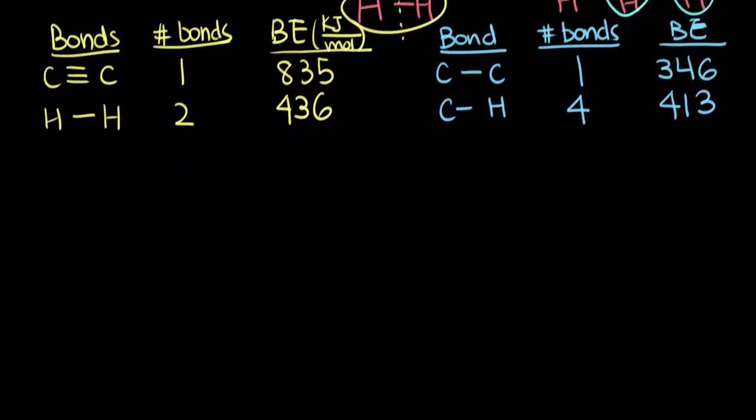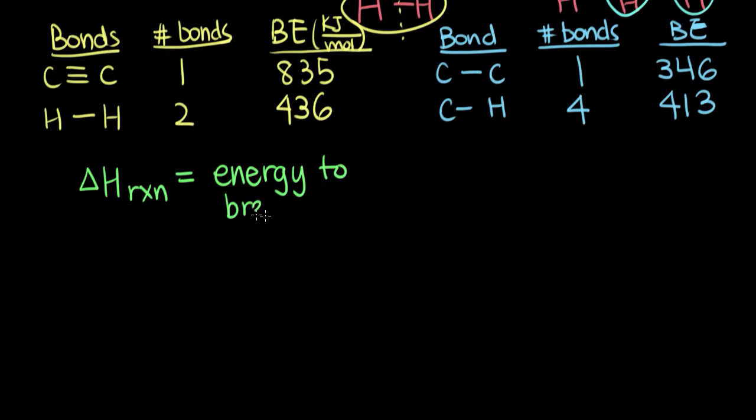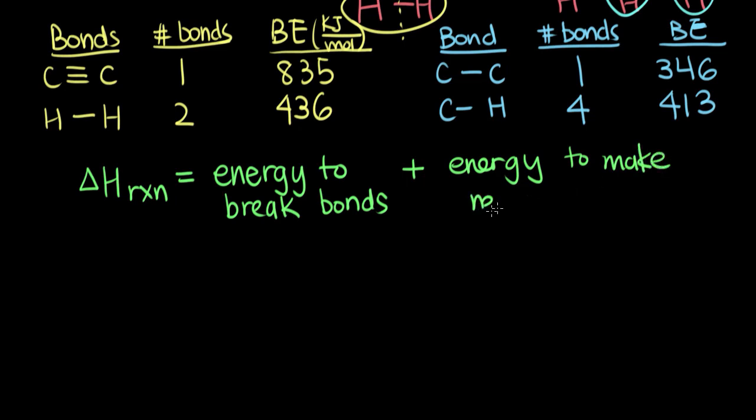So now we can take all of this information and put it together to calculate delta H of reaction. Delta H of reaction, if we're thinking about it in terms of bonds made and broken, is the total energy change during a reaction. And so it's just the energy it takes to break all of our bonds in the reactants, so to break this carbon-carbon triple bond and the 2 hydrogen-hydrogen bonds, plus the energy it takes to make new product bonds.